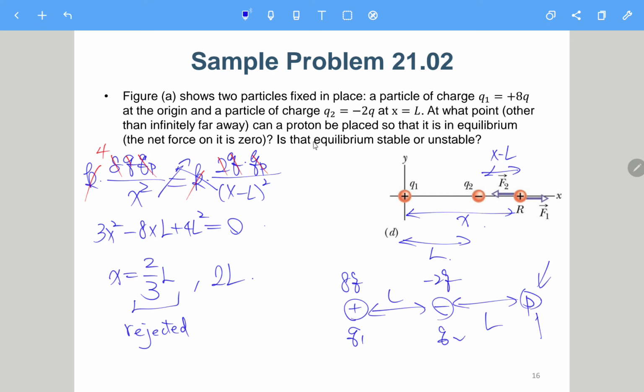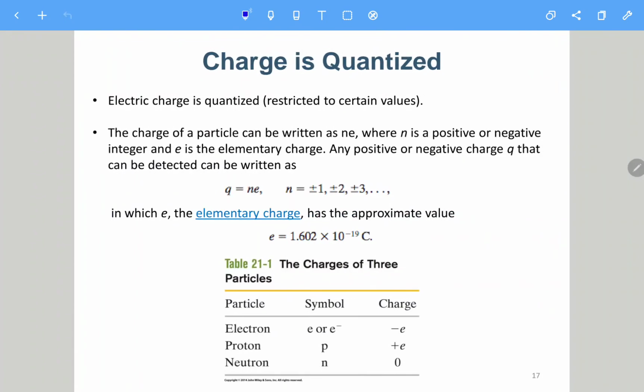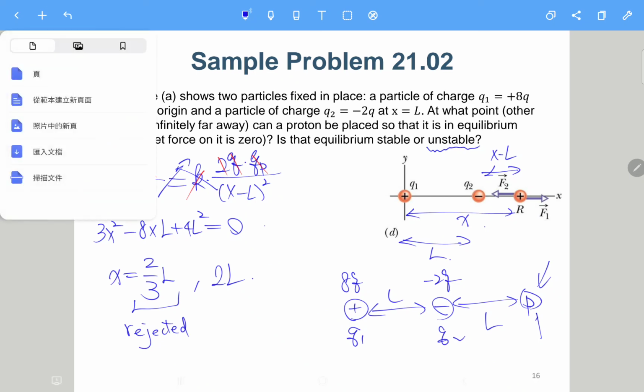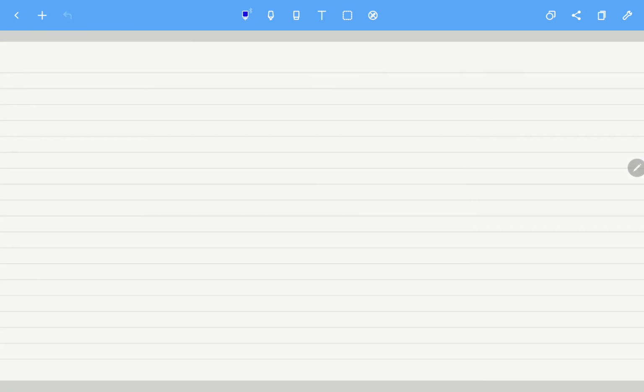Okay, it also asks, is that equilibrium stable or unstable? This is a little bit tricky. Maybe I can try to explain it a bit, but it's not so easy to really understand. Actually, the answer is it will be unstable. You can try to derive something, then you can see why it will be unstable.